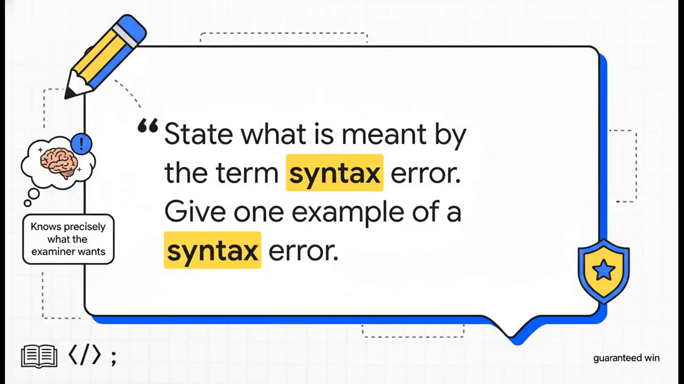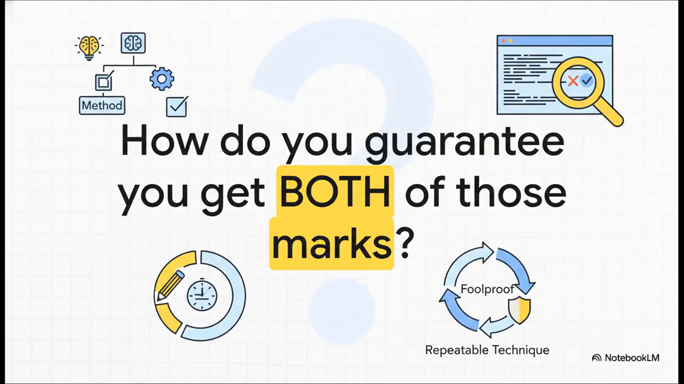And there it is. This is pulled straight from a real exam paper. Question 3A. Super simple, right? 1 mark for telling them what it is, and 1 mark for giving an example. 2 marks. Now, it looks easy, but knowing exactly what the examiner wants to read is the secret to making this a guaranteed win.